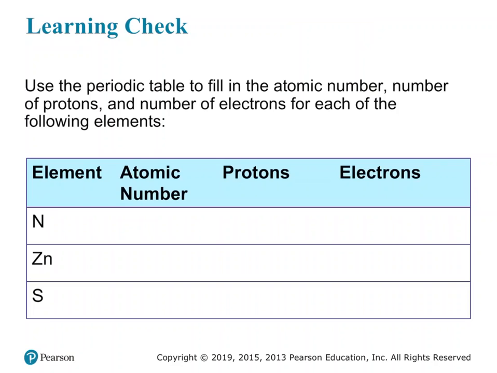Okay, so let's do a quick learning check. Let's use the periodic table to fill in the atomic number, the number of protons, and the number of electrons for each of the following elements. Okay, so we've got N, Zn, and S. Which element has the symbol capital N?